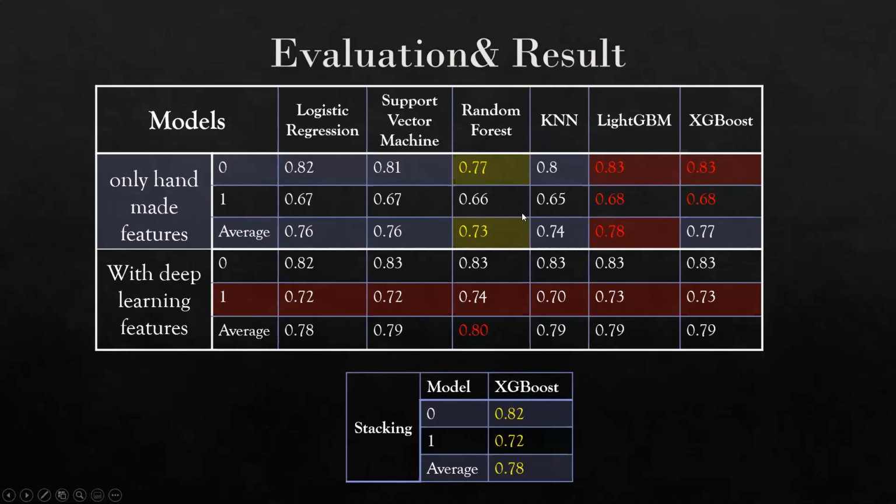So with only handmade features, LightGBM and XGBoost have the highest performance, and random forest didn't perform well. After I added the deep learning features, we can see almost all the models have similar output, and random forest has the highest performance. We can see that the deep learning features increase the performance by increasing the prediction accuracy on class one. The previous one is only 0.67, and after I add the deep learning features, it becomes 0.72. Class one means duplicate question pairs, and those only consist of 37 observations.